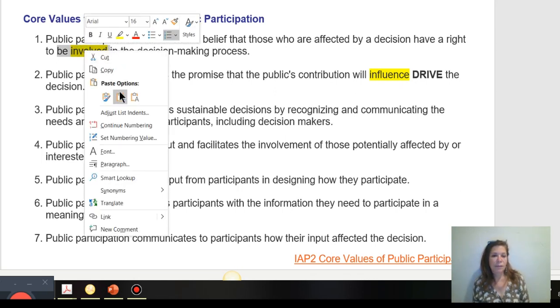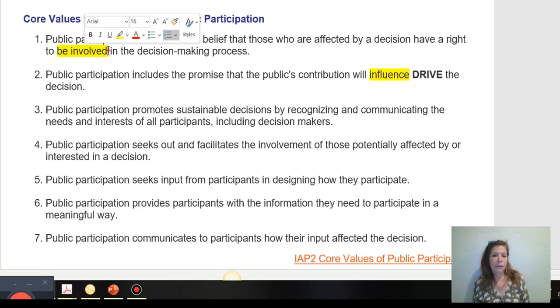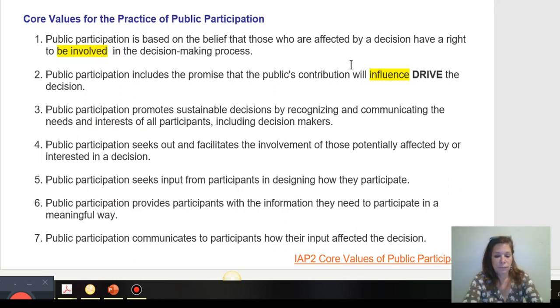All right, there we go. Public participation promotes sustainable decisions by recognizing and communicating the needs and interests of all participants, including decision makers. And I think we could agree with that. The next question that we would have is, how are you going to recognize and communicate the needs and interests of all participants? How will you get to that information?